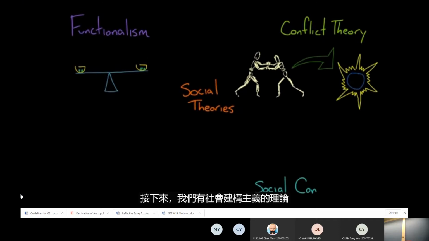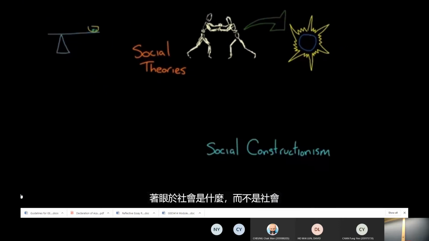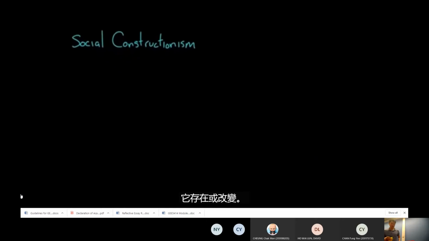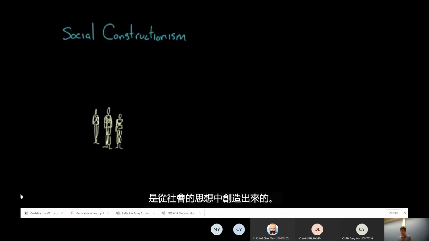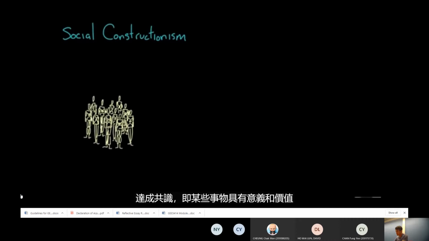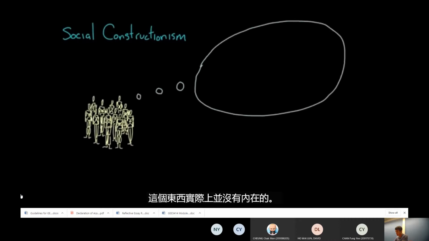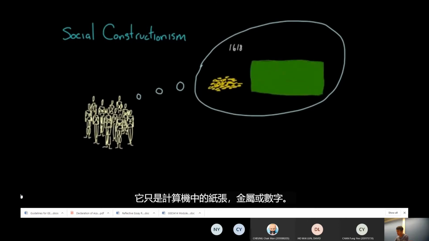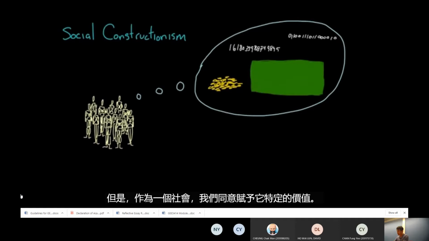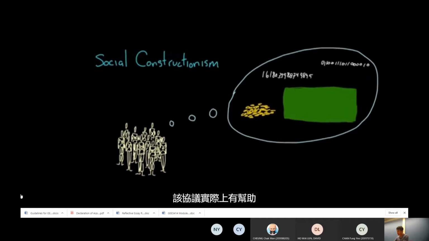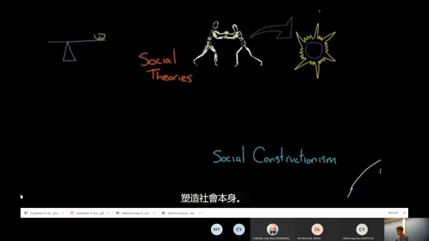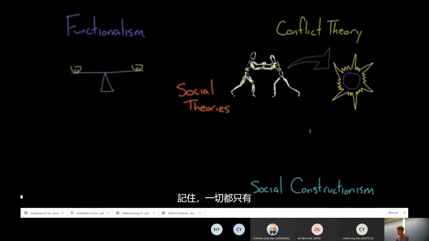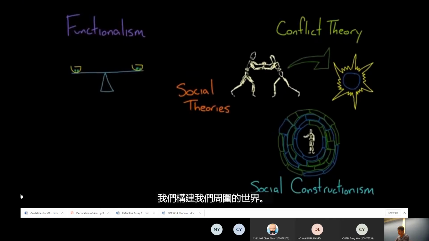Next, we have the theory of social constructionism, which looks at what a society is, rather than how it exists or changes. In social constructionism, everything is created from the minds of the society. There's an agreement that something has meaning and value that the thing doesn't actually have intrinsically. One of the most prevalent examples today is money. It has no value on its own. It's just paper or metal or numbers in a computer. But as a society, we have agreed to give it a specific value, and that agreement actually helps to shape the society itself. So when you think of social constructionism, remember that everything only has value because we agree it has value. We construct the world around us.